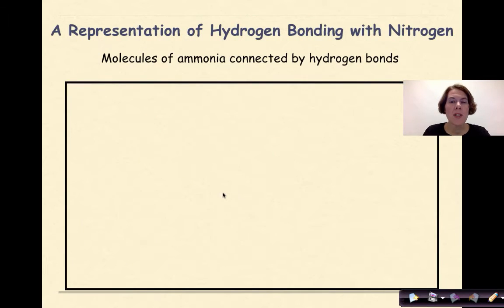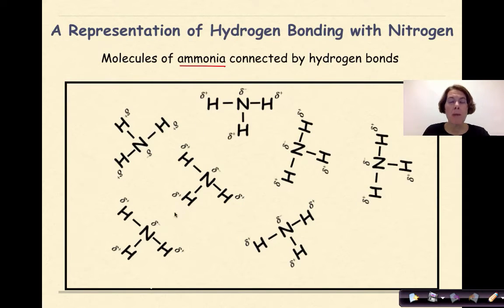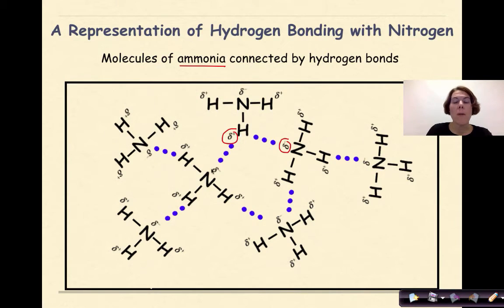Now let's look at a representation of hydrogen bonding with nitrogen. Specifically, we're going to look at molecules of ammonia connected by hydrogen bonds. So here's my molecules of ammonia where the nitrogen is slightly negative and the hydrogens are slightly positive. If we add in the hydrogen bonding, we can see that the slightly negative end of the nitrogen is attracted to the slightly positive end of the hydrogen. We've maximized this by orienting these ammonia molecules together so one end is always attracted to the other.